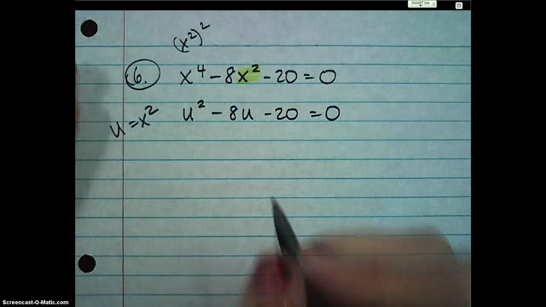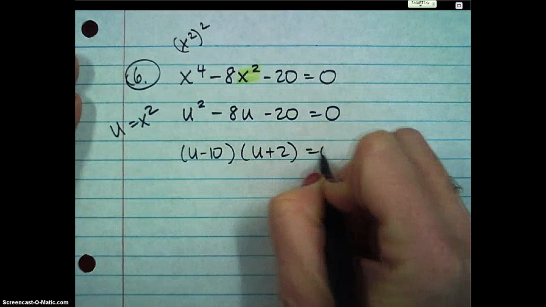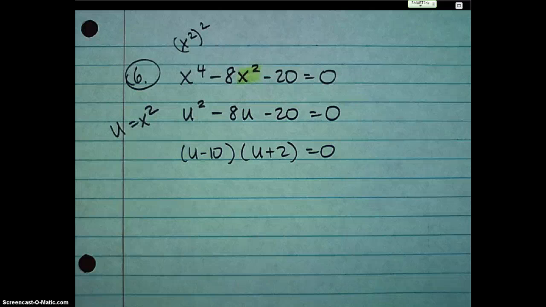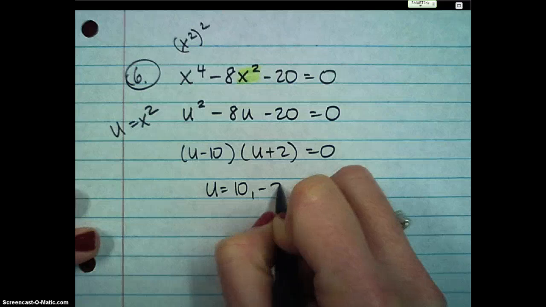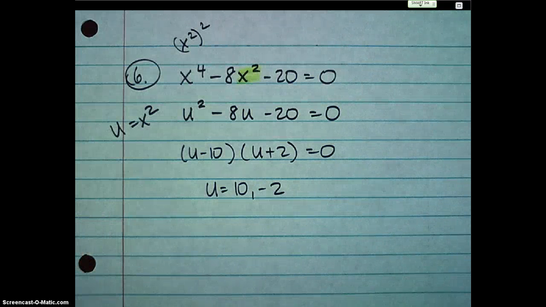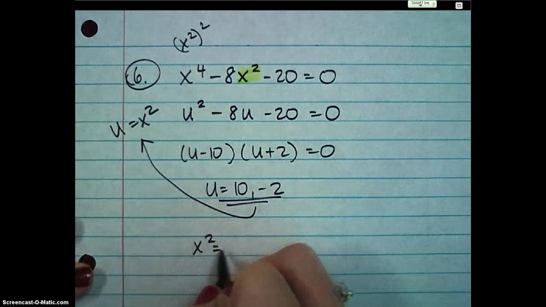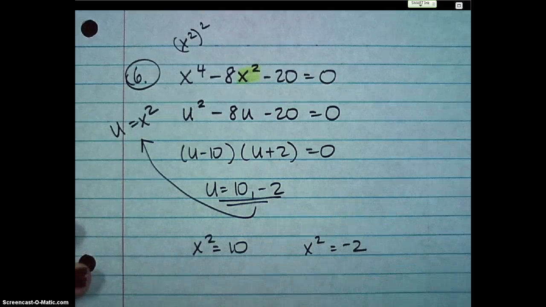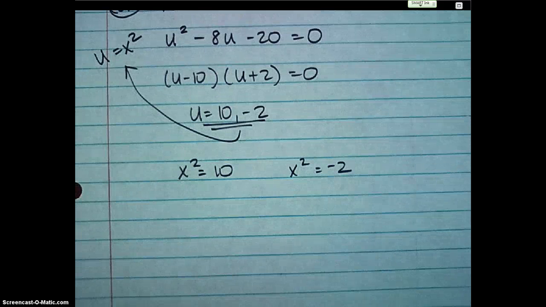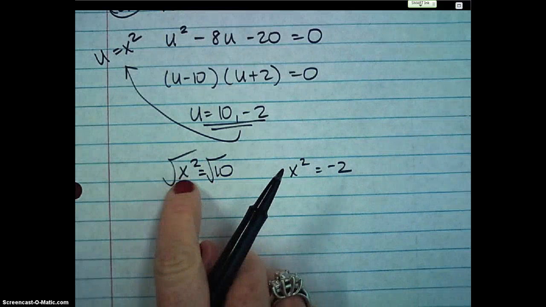Okay, so when you factor this, you get u minus 10 and u plus 2 equals 0. So your two factors then would be 10 and negative 2. So we're going to plug these back in like we've done every time to say x squared equals 10 and x squared equals negative 2. Okay, and to solve for x, you take the square root of both sides. Remember, you're solving for x squared, which means that there are two answers.